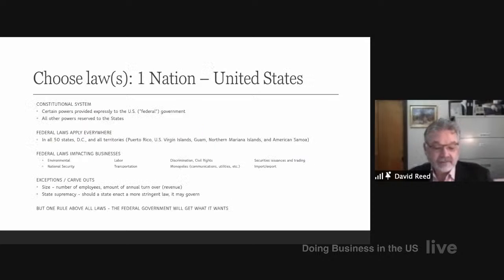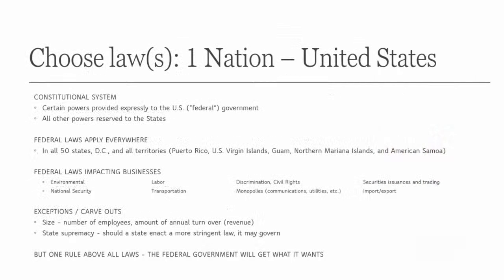Choosing a law. It's important when I present to people around the world that we emphasize the fact that there is a nation and then there are states. Our federalist system, set up by the Constitution, contains an enumeration of powers that are expressly provided to the US federal government, but reserves all other powers to the states.